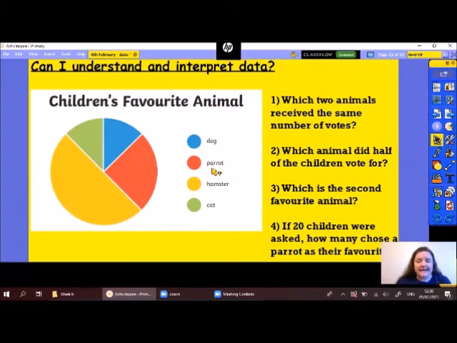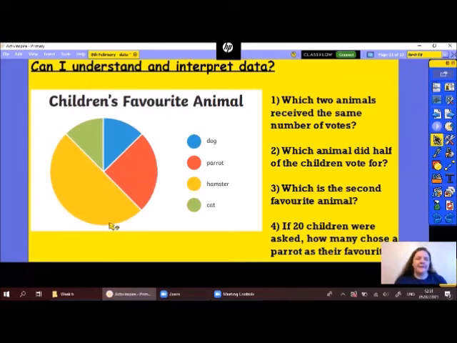Question 4 is a little bit different and a little bit trickier. If 20 children were asked in total, how many chose a parrot as their favourite? So if the whole pie is 20 children, we need to find out how many children would make up this section here. Well, we've already said that hamster is half of the pie. And then parrot, if you look, is half as big as hamster. So if you split the hamster one in half, you would get the same size as parrot.